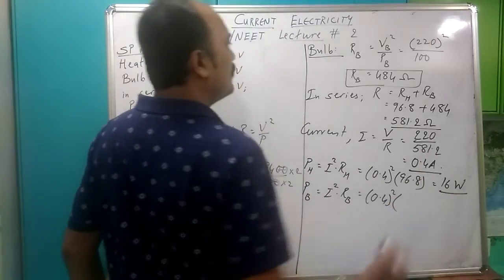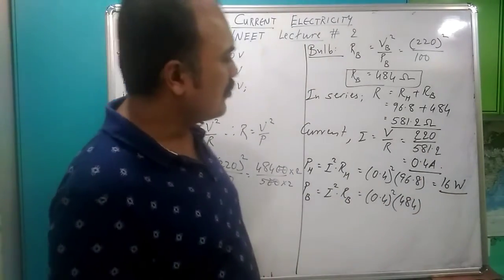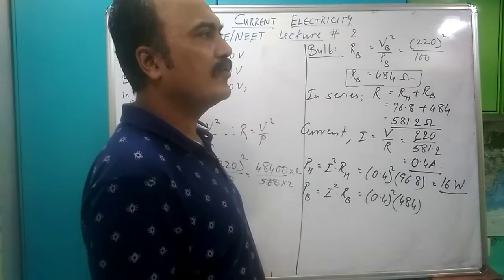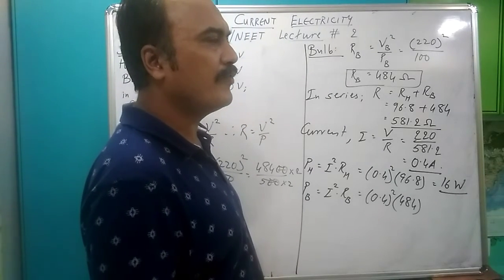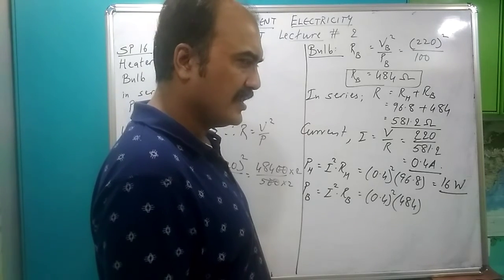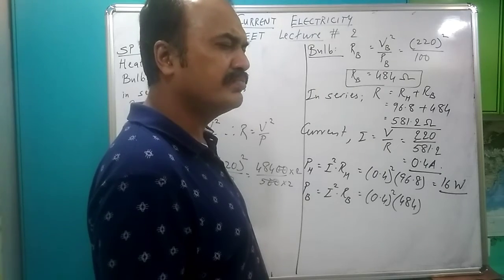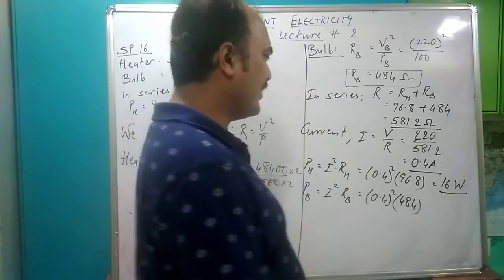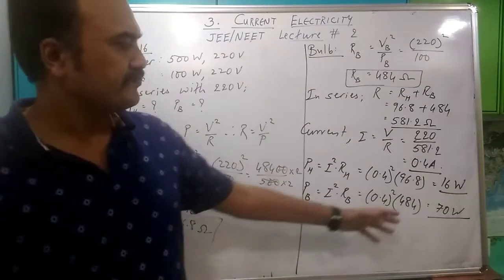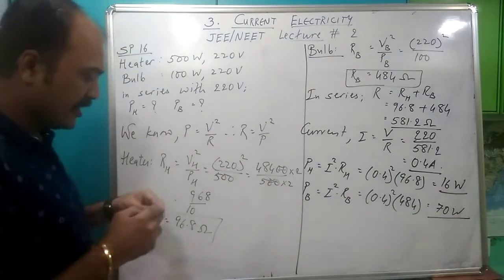and that by the bulb, I square into RB, that's 0.4 square. How much is RB? 484. So that's 0.16 again into 484. Now 0.16 into 484, 16% of 484, that's 48 plus another 24, that's 72, around 70 or so. Fair enough. So you can check both the options, and that is how SP16 is working.